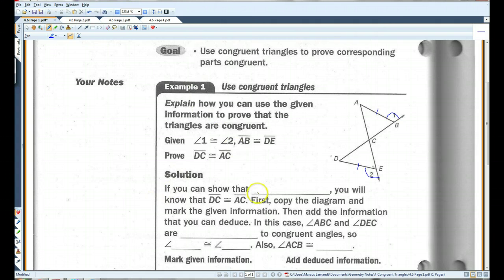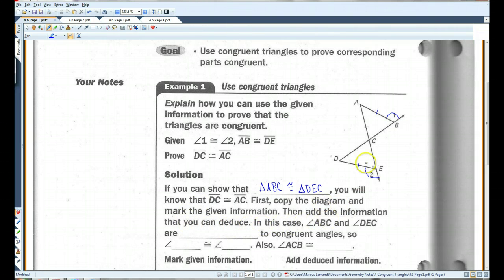Okay, if you can show that triangle ABC is congruent to triangle DEC, you will know that DC is congruent to AC. Basically, if these two triangles are congruent, then the corresponding sides have to be congruent also. First, copy the diagram and mark the given information. We already did that. Then add the information that you can deduce.